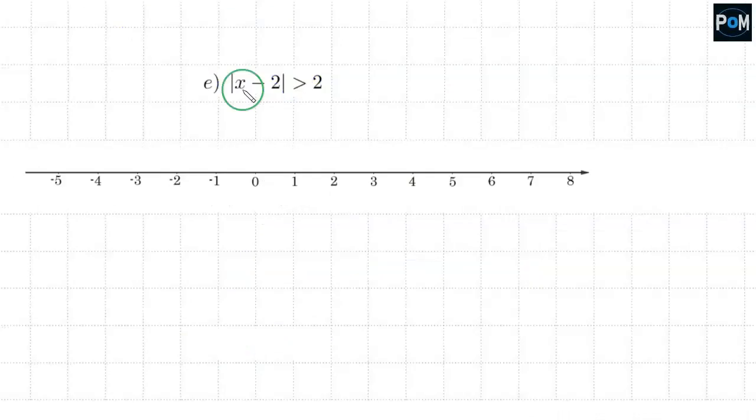Example E. The absolute value of x - 2 needs to be greater than 2. We proceed similarly.